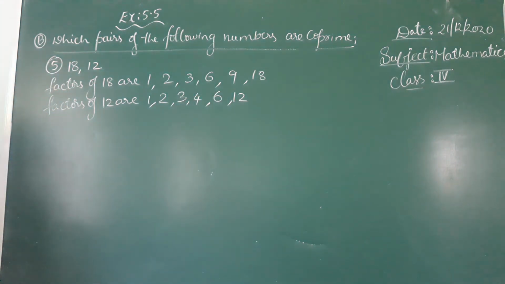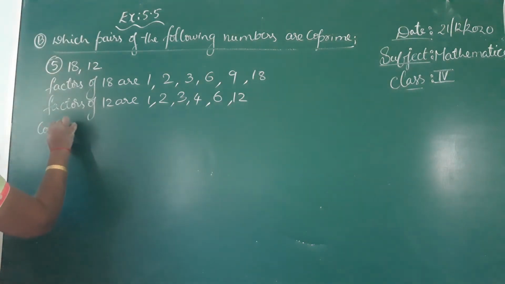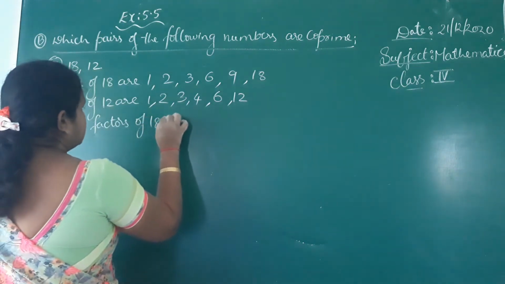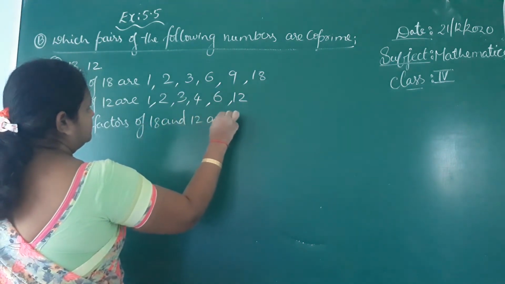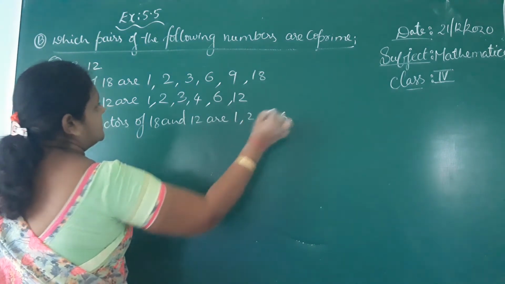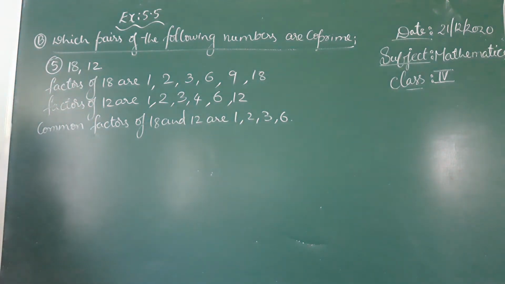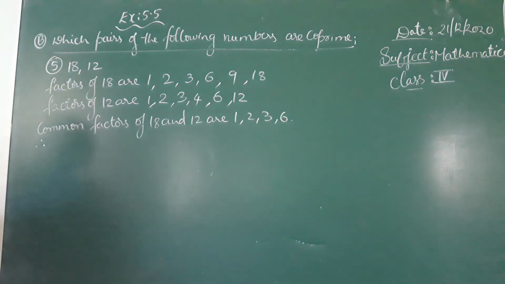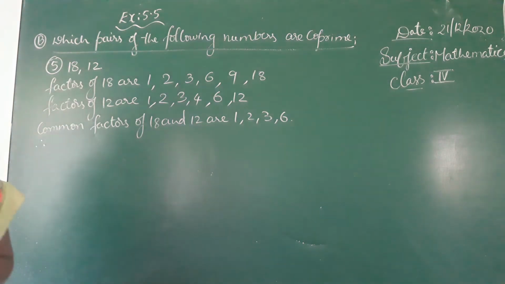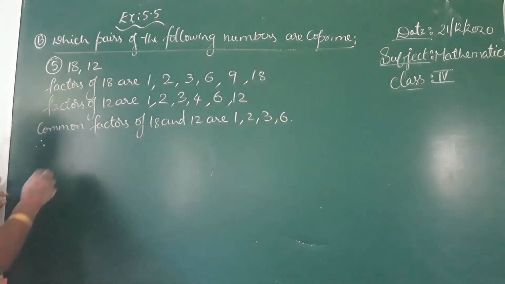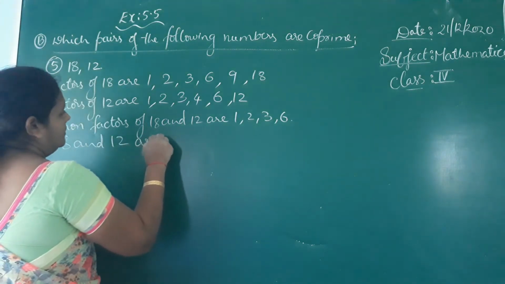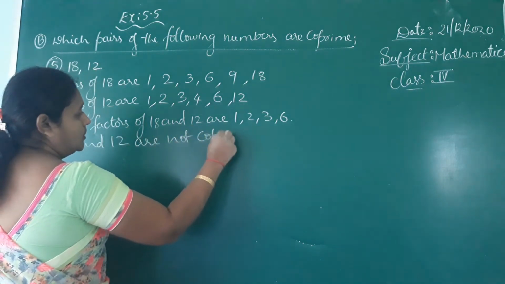Next, common factors of 18 and 12 are 1, 2, 3, 6. These are the common factors of those two numbers. Now, what we have to write? We have to write whether these are co-prime or not. If it has only one as a common factor, then we call it co-prime. But here, not one, more than one, 4 numbers are there. So, 18 and 12 are not co-prime.